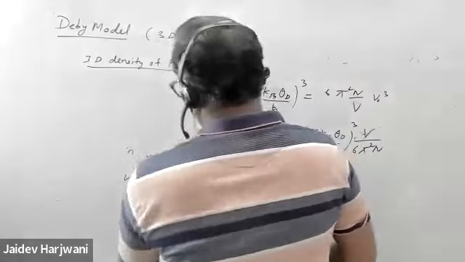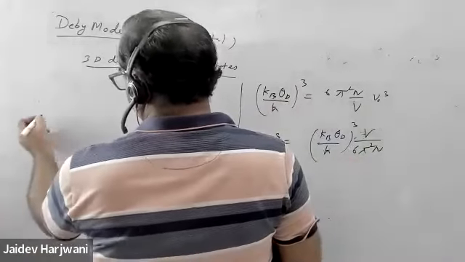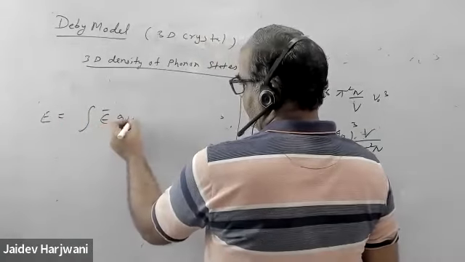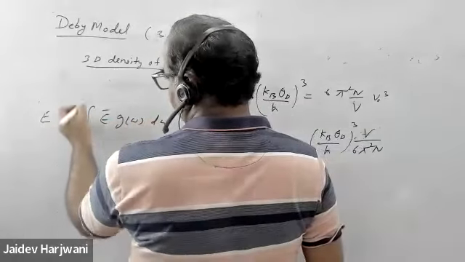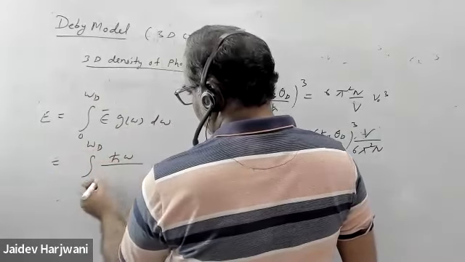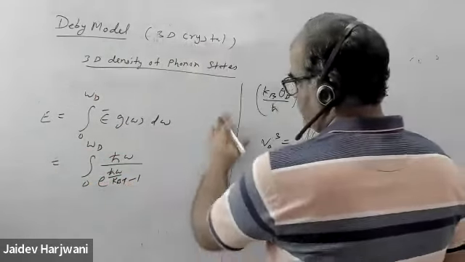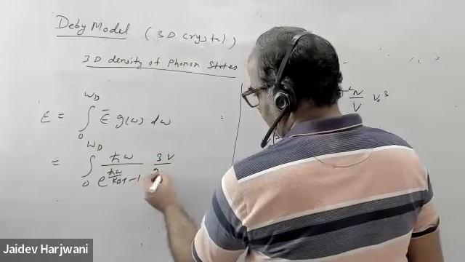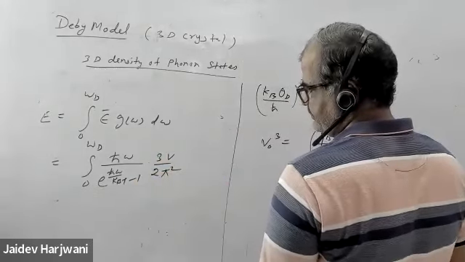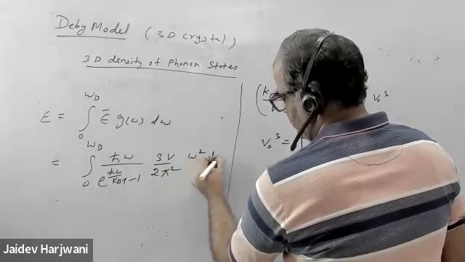Now if I write the total energy, how much was the total energy? Total energy E equals the integral from 0 to omega_D of ħω times g(ω) dω over e^(ħω/kBT) minus 1. And what was the value of g(ω)dω? It was 3V upon 2π² times ω² dω by v₀³. Yes, correct, v₀ cube.